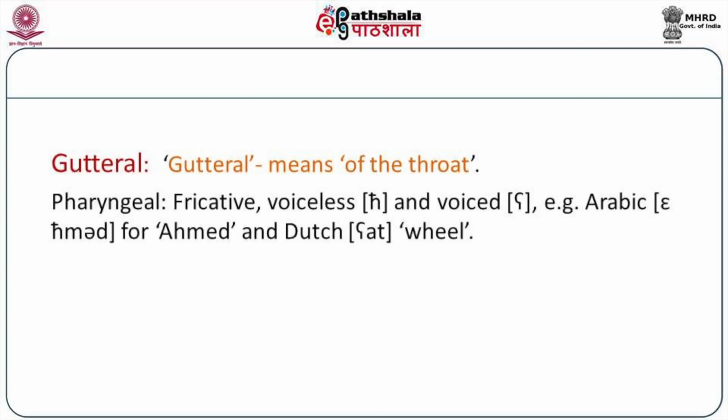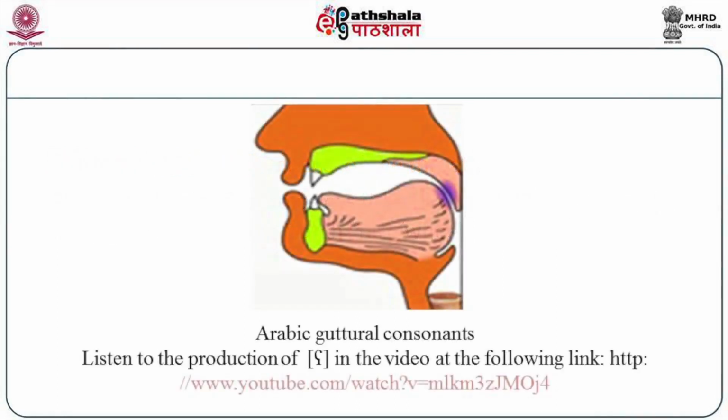Now, the pharyngeal sounds are mainly fricatives. It is very difficult to produce a plosive in that place. Arabic has these pharyngeal fricatives, and so has Dutch. Now, take a look at the diagram on the slide, which shows which part of the tongue is involved in producing the pharyngeal sound. This diagram is drawn for the production of the Arabic pharyngeal sound.